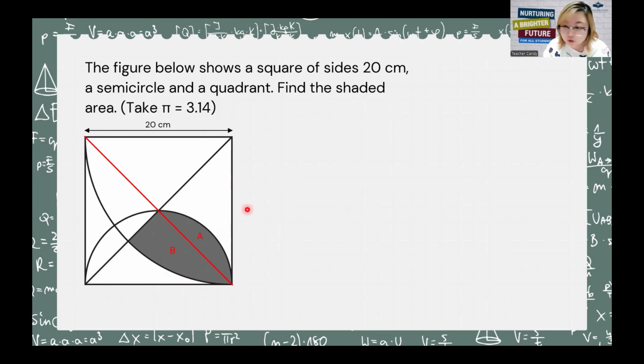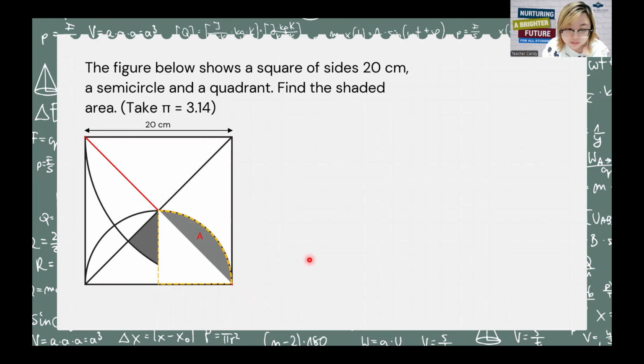Okay, let's focus on A first. If you notice, A is like half a rugby ball or half a leaf. So let's take a look. We can put the small quadrant here. We'll take the small quadrant and take away that triangle in order to find that shaded area A, which is half a leaf, right?